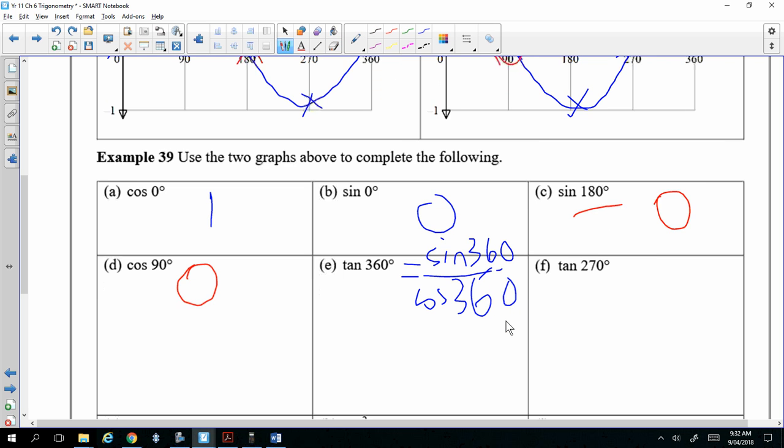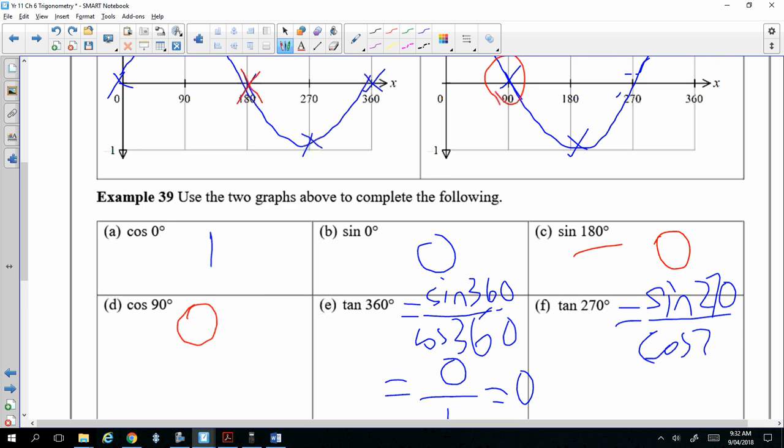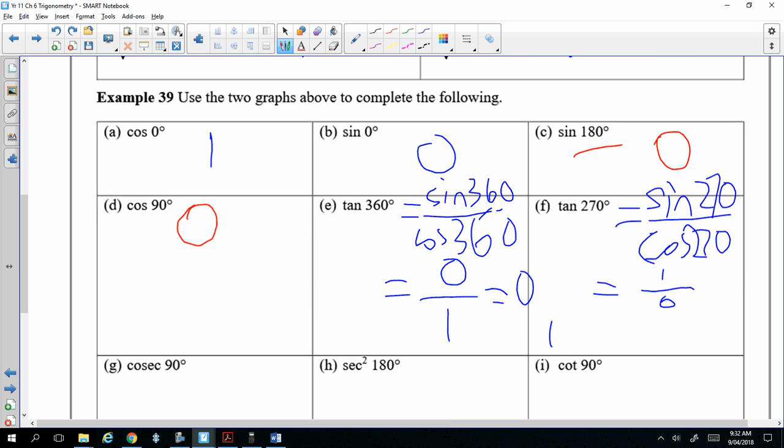Of course, you can do it on a calculator as well, but we need to be able to do this without a calculator, so we know how it works. Alright, how about tan 270? Tan 270 is sine 270 over cos 270. And cos 270 is 0, and it's undefined. So you know it's undefined. Okay, like that. How about cosec 90? What's cosec equal to? 1 over sine, okay? And sine 90 is 1, so the answer is 1.